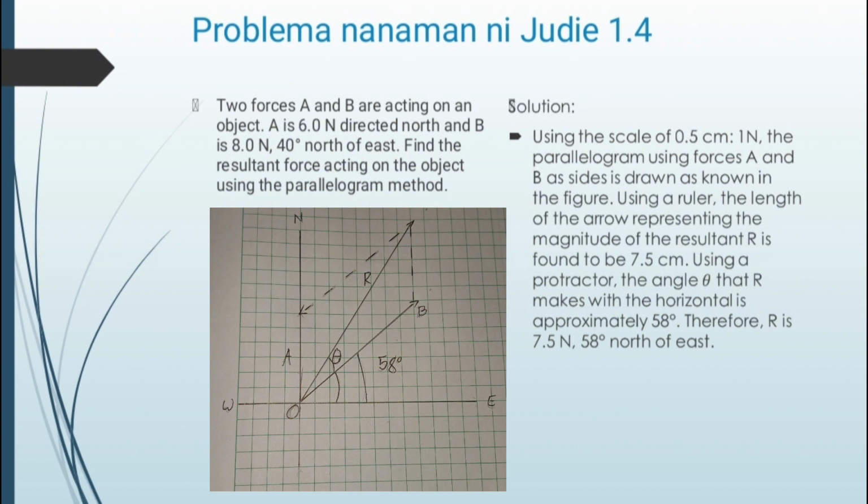Using a ruler, the length of the arrow representing the magnitude of the resultant R is found to be 7.5 cm. Kaya, naging 7.5 cm na siya. Using a protractor, the angle that R makes with the horizontal is approximately 58 degrees. Yun yung na-total ko, or yun yung nakuhang degrees dun sa protractor na ginawa kong graph. Therefore, R is 7.5 Newton, 58 degrees north of east.